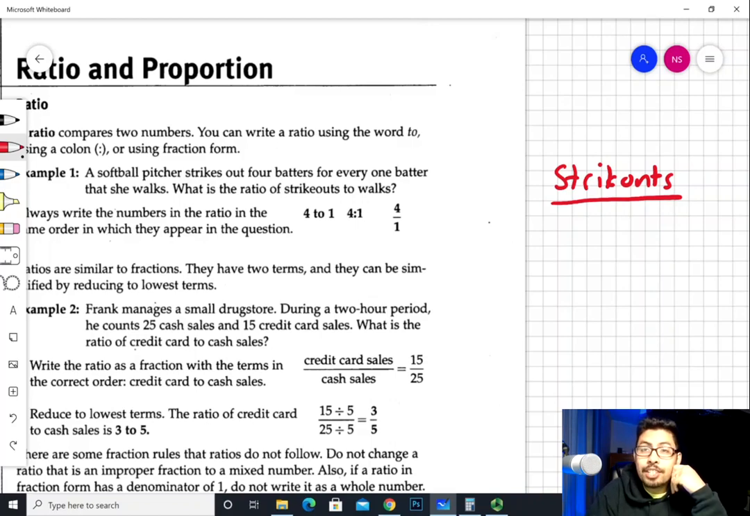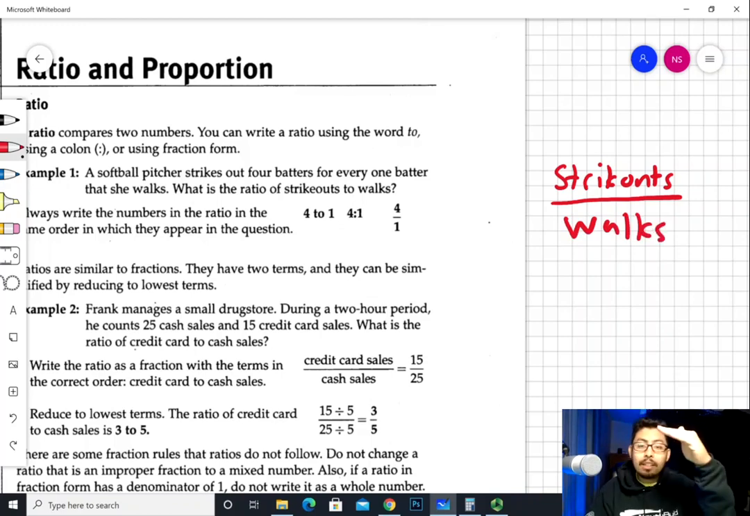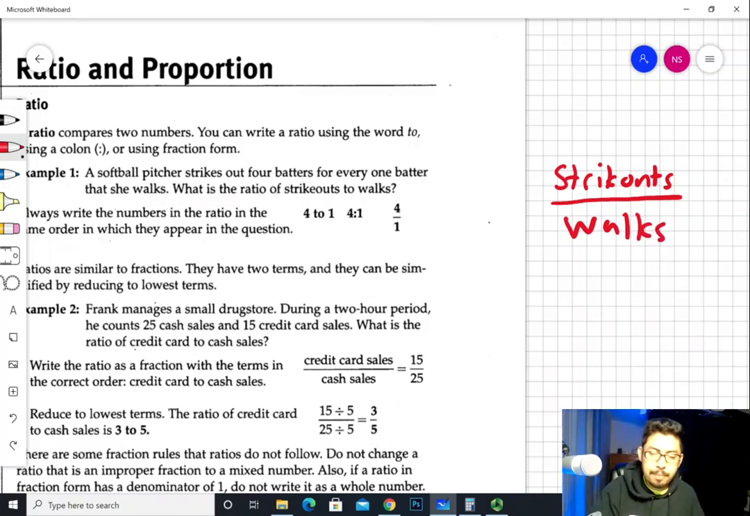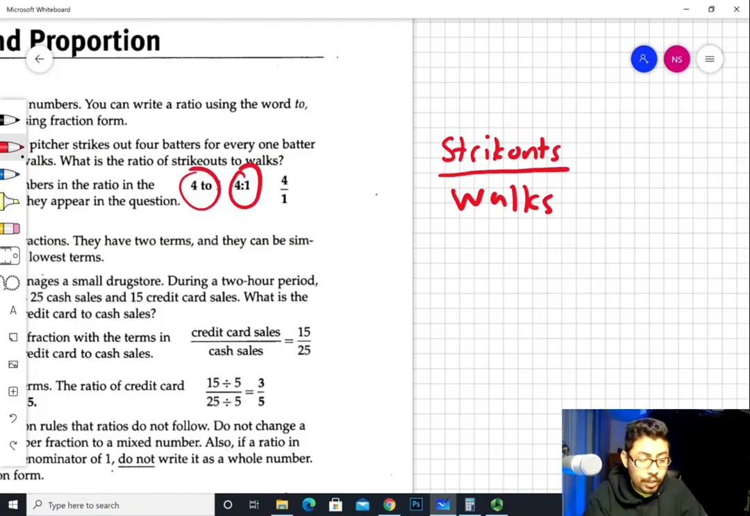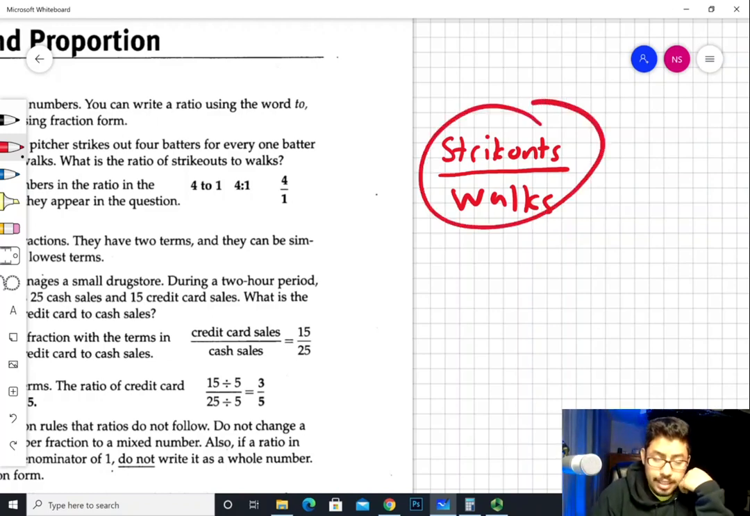I like putting it in a fraction form. In fact, the worksheet that you guys got to do, you have to write your ratios in fraction form. So that's why in this example, I'm going to put it in fraction form. Strikeouts to walks. Boom. Right? Will you be wrong if you put it with the colon, or with the word to in the middle? You're not wrong. In fact, you're going to see the colon method in the GED a lot, but you might also see the fractions. So I'm just going to bounce around the two, but for the worksheet's sake, write it out as a fraction, all right?